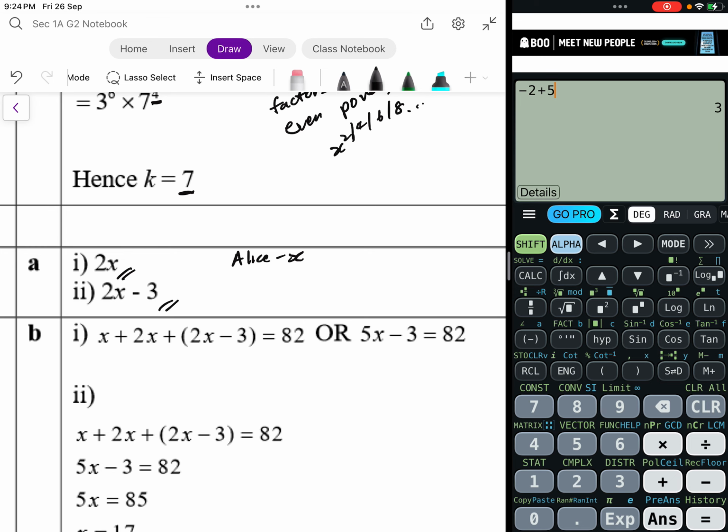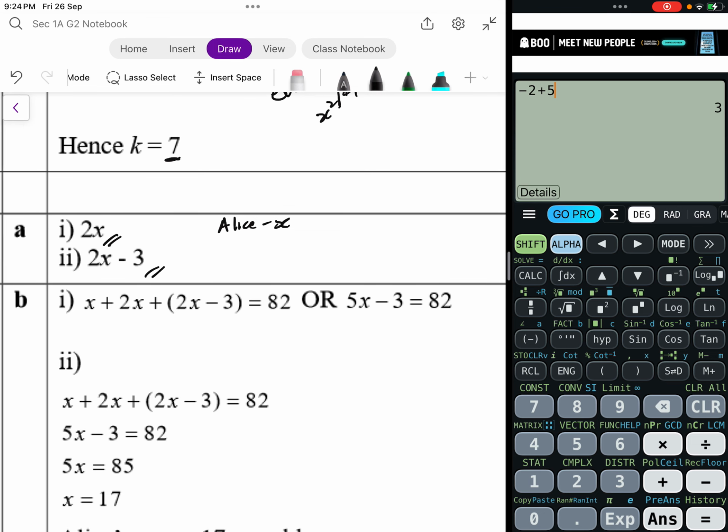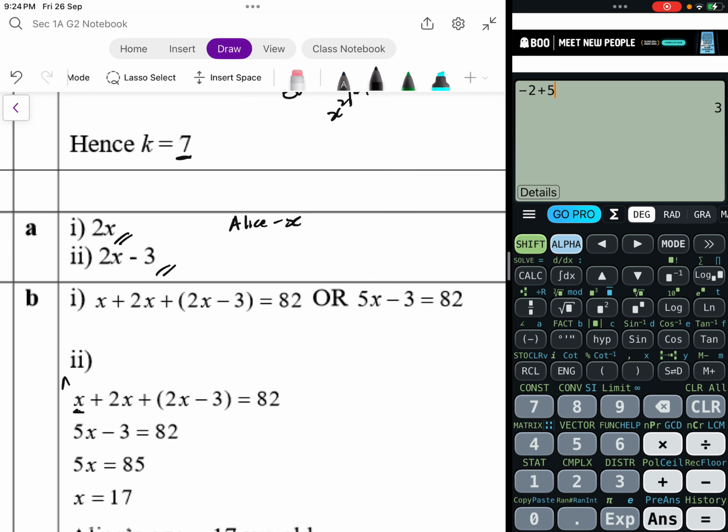Now they say the sum of the ages of the 3 ladies is 82. So form an equation, but don't solve for x here. Form the equation. So you have Alice here, this is Belinda, and this is Christine.